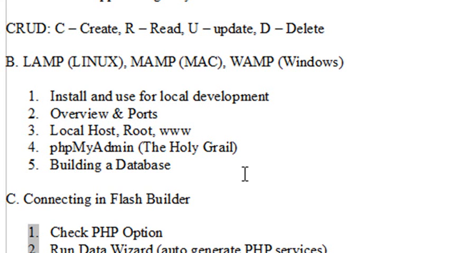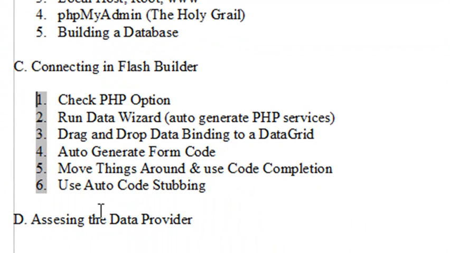And finally, we're going to build a database, and we're going to next connect that database to Flash Builder. When connecting that database to Flash Builder, you want to check the PHP option, run the data wizard for all the auto-generation of the PHP services, auto-generate form code, move things around and use code completion, and use auto-code stubbing.